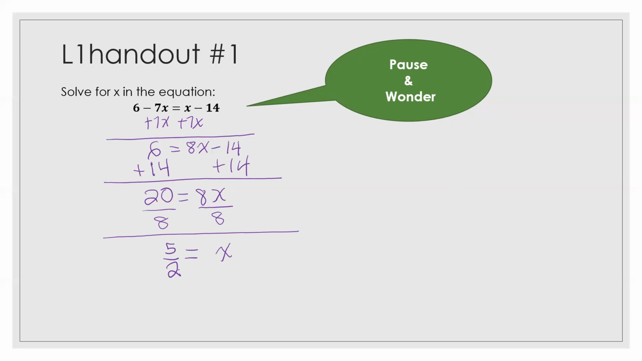Okay, now before you actually circle that answer and say, oh, hey, x is 5 over 2, you better check your answer. Okay, and what does it mean to check your answer? It is to substitute x into the equation, use order of operations to evaluate the left-hand side and the right-hand side to make sure that they are the same. So 6 minus 7 times 5 over 2, does it equal my right-hand side, which is 5 over 2 minus 14?